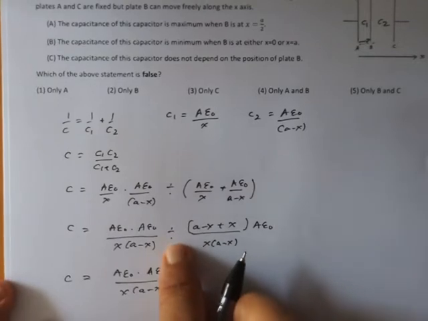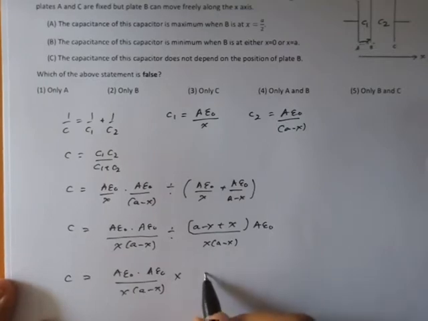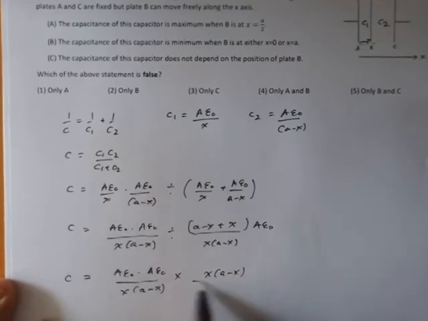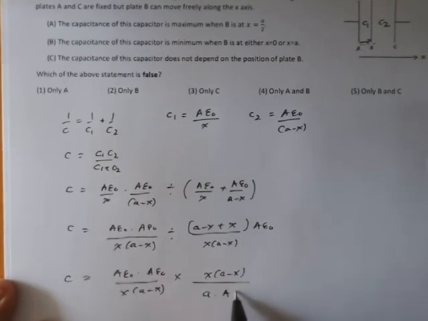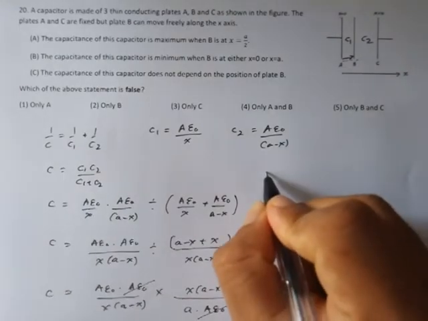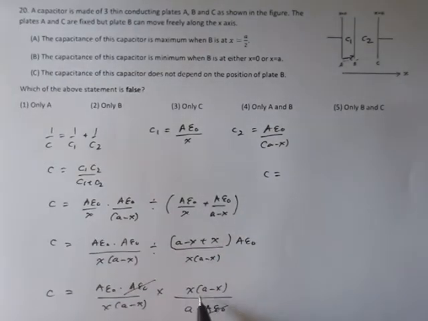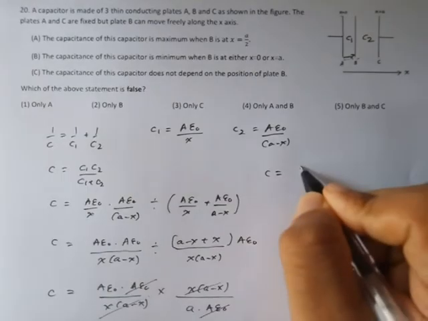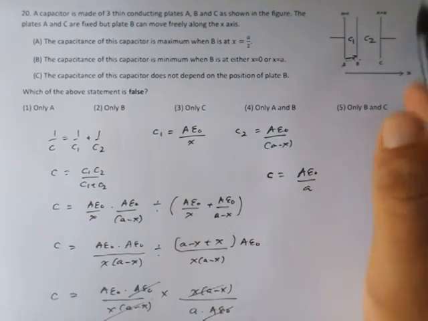So division becomes multiplication when you take the reciprocal. So here we get x, A minus x over this, minus x cancels off, simple, A times A epsilon naught. So here this one cancels off, so we can write C is equal to, here x, A minus x cancels off, so finally we get A epsilon naught over A. So this is the capacitance of the whole capacitor.